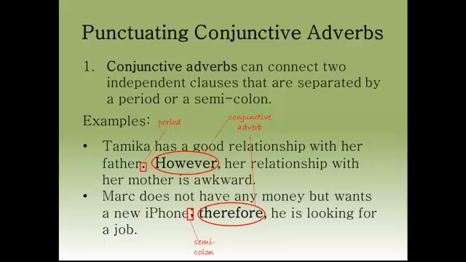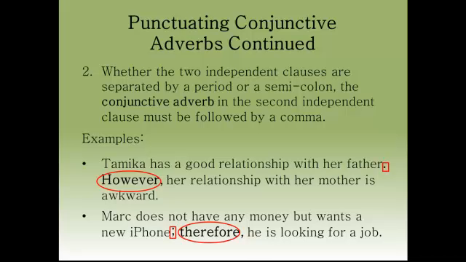We're almost finished punctuating these two sentences that use conjunctive adverbs, but there are two things that we need to look at more closely. Whether you separate two independent clauses with a semicolon or a period, the conjunctive adverb in the second independent clause must be followed by a comma. So in our first example about Tamika, we still have the period boxed, we still have however circled, but what I want you to do on your prep packet is label the comma, draw a line toward it, and put a triangle around the comma.